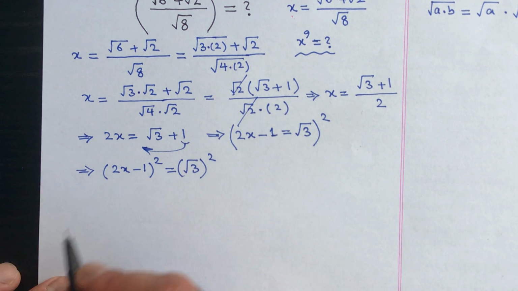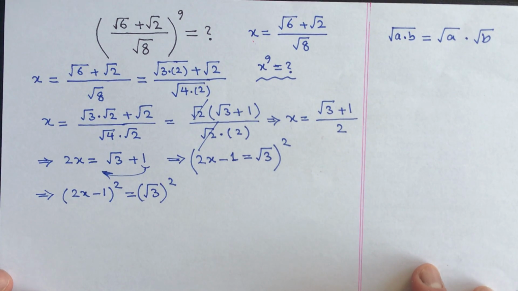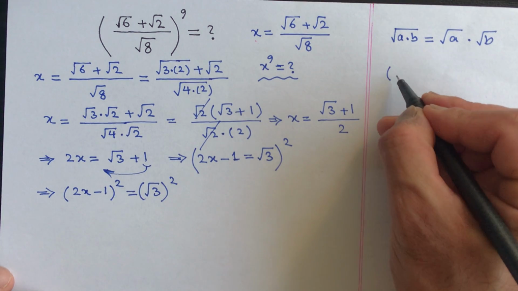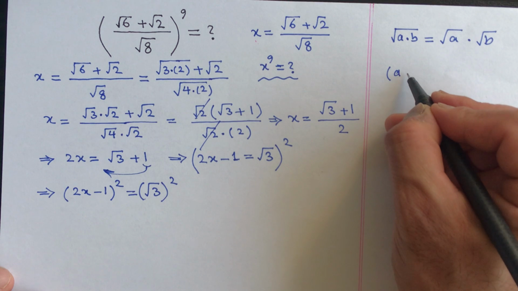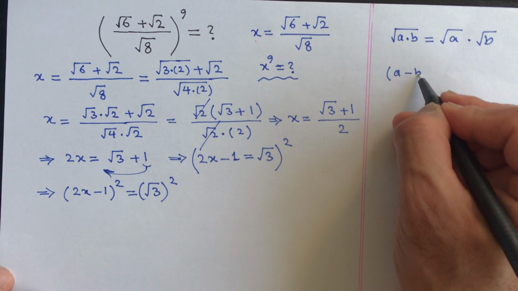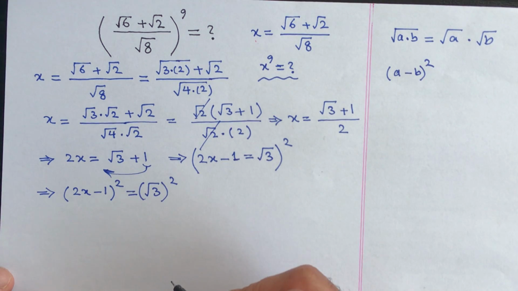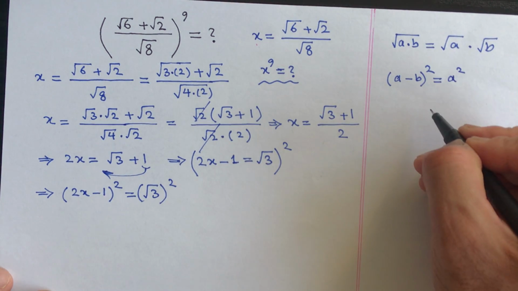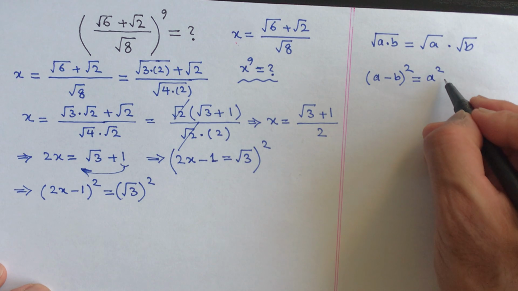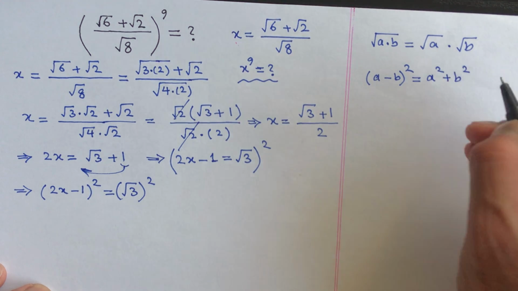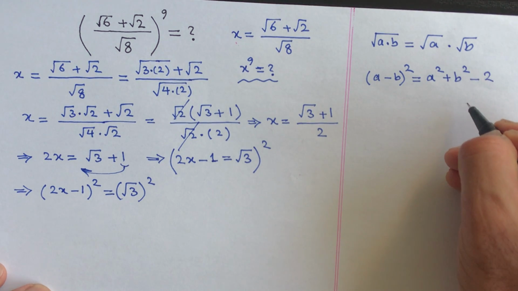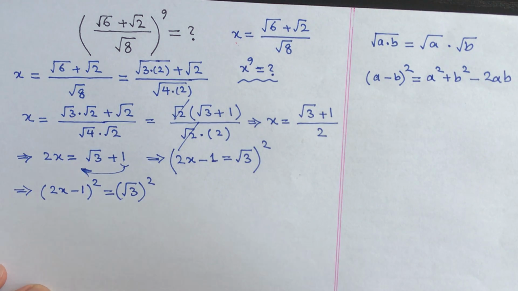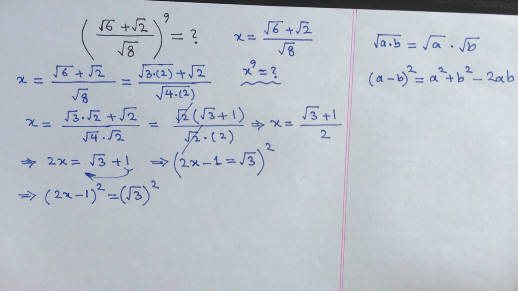For the left side, you have this formula in mathematics. If A minus B is raised to the power of 2, the answer is A squared plus B squared minus 2 times A times B. That's the formula in mathematics.